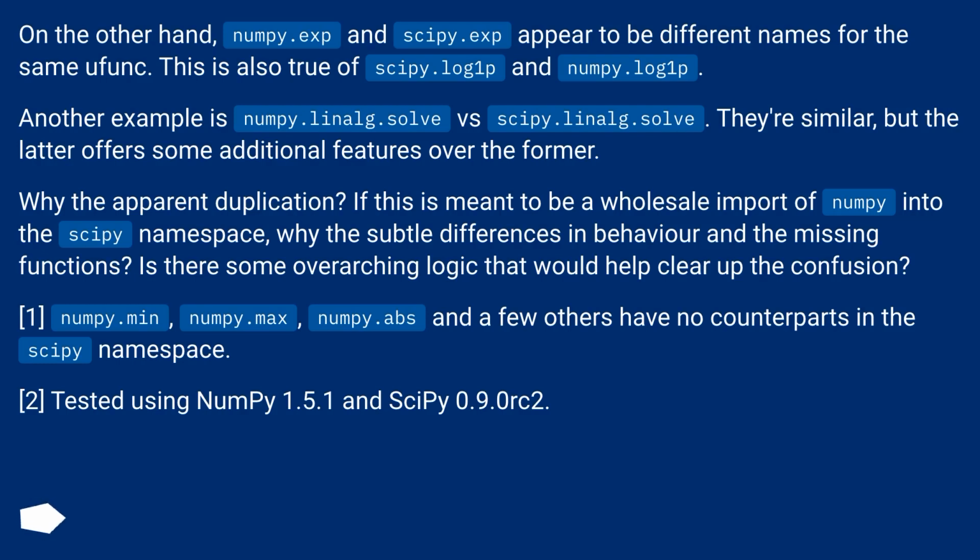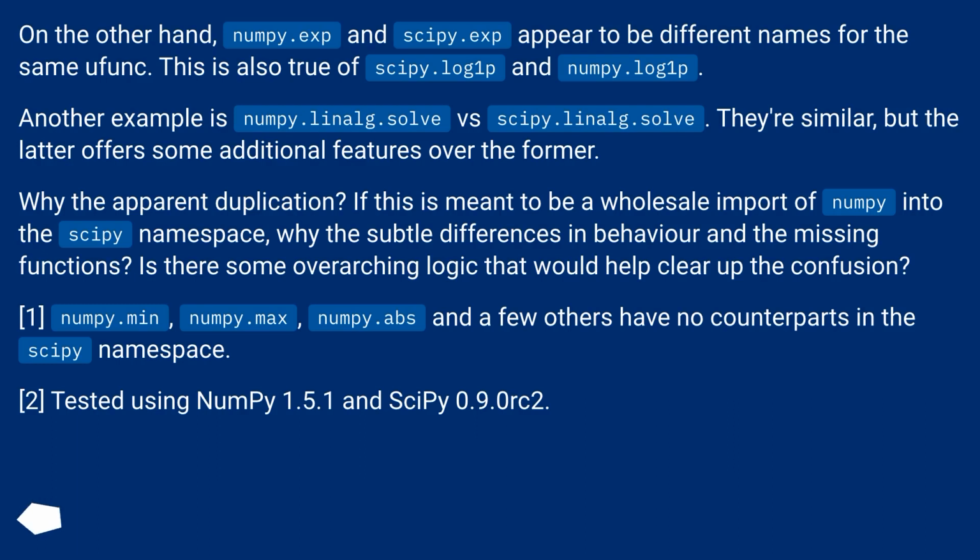On the other hand, numpy.x and scipy.x appear to be different names for the same ufunc. This is also true of scipy.log1p and numpy.log1p. Another example is numpy.linalg.solve versus scipy.linalg.solve. They're similar, but the latter offers some additional features over the former.